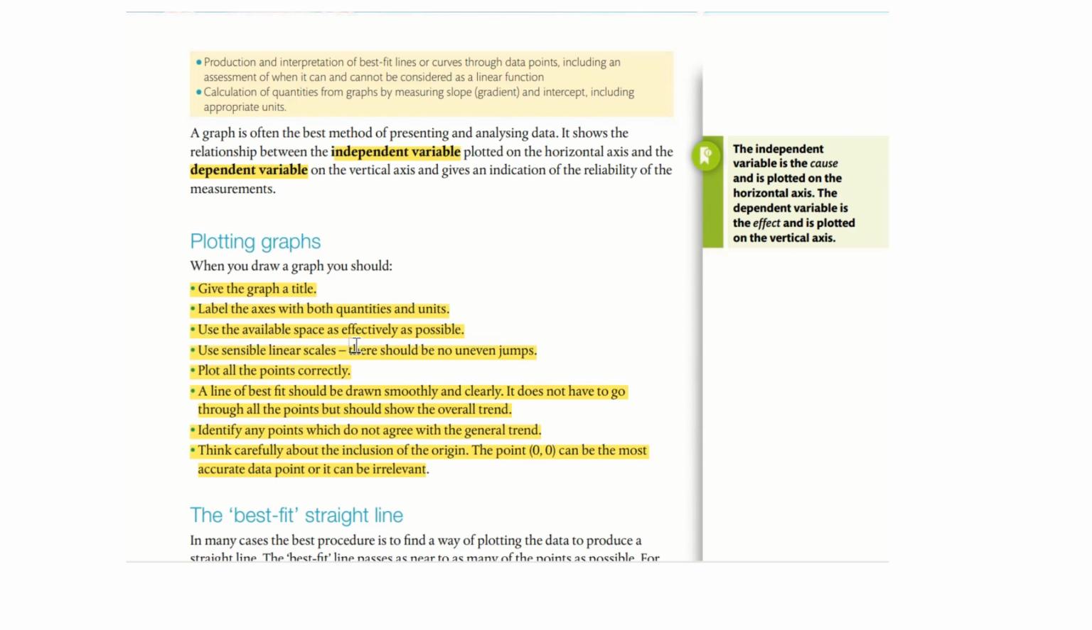Use the available space as effectively as possible. That means try to get a lot of plots, so that means a lot of coordinate points. The more data you have, the better your graph is going to look. So make a big graph. Don't just rely on 3 points.